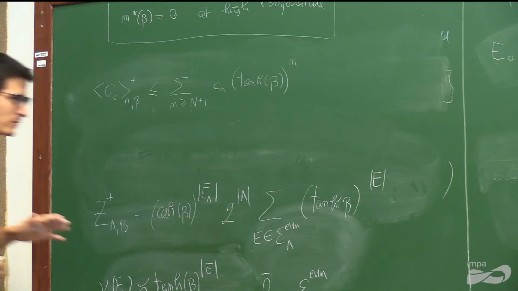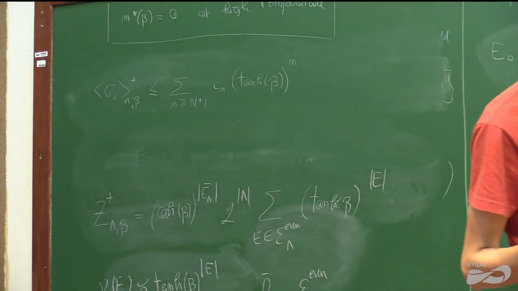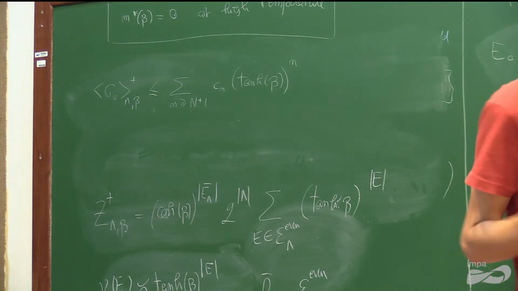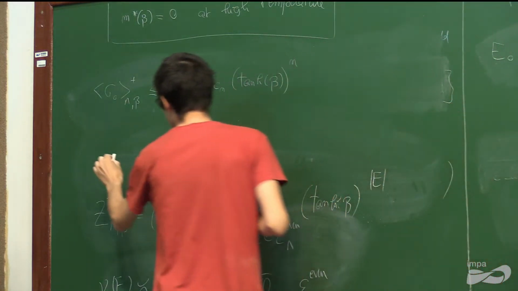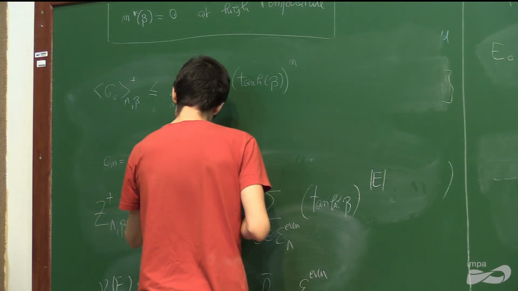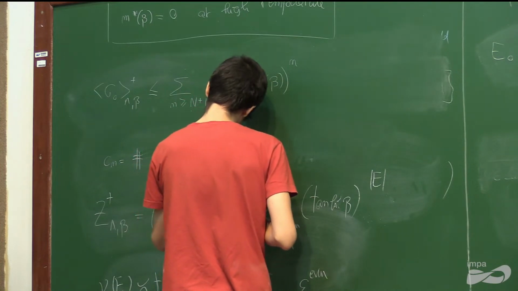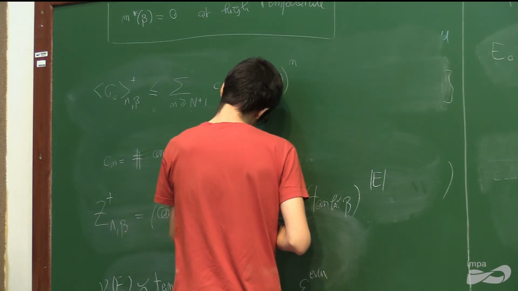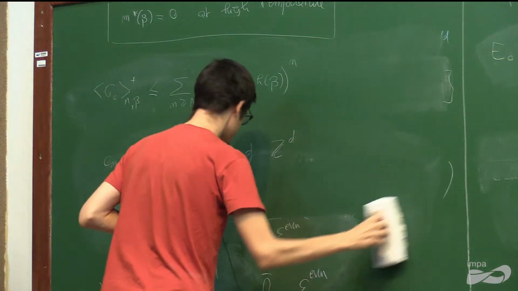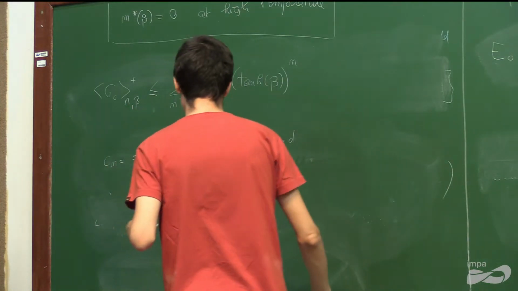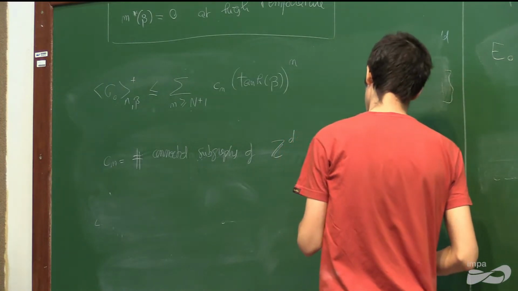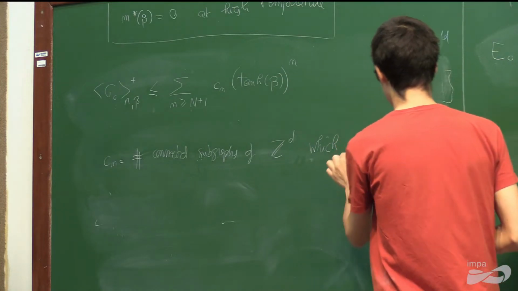Okay, so for Cn, we just need an upper bound for the number of E0s with cardinality n, and therefore we'll just take Cn to be the number of connected subgraphs of Z^d which contains 0.